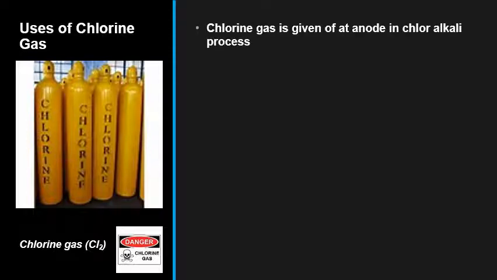And it is formed at the anode in the chloralkali process. Anode means the positive end, cathode means the negative end or negative electrode. Here anode means the positive electrode. At the positive electrode, chlorine gas will be collected in cylinders.